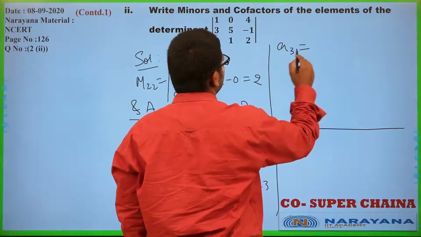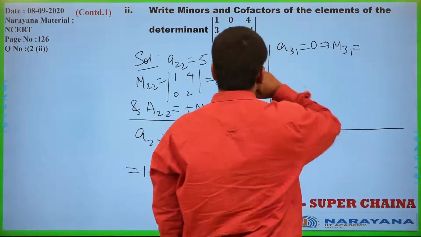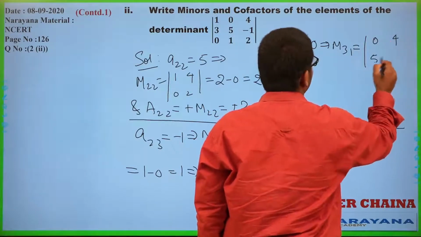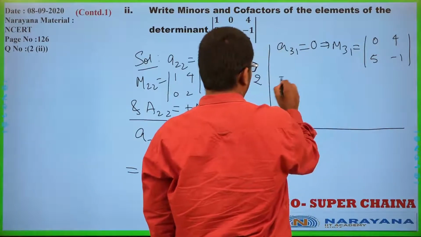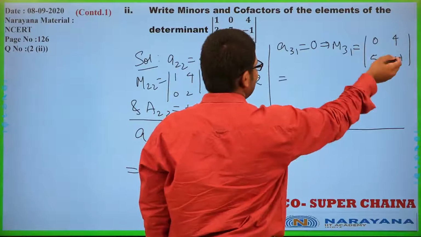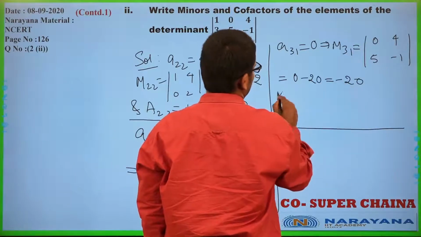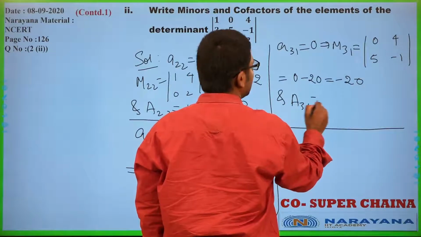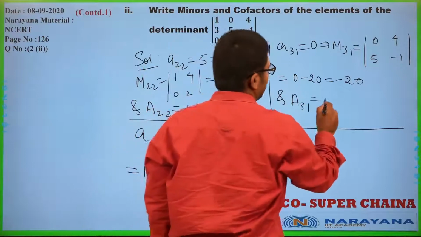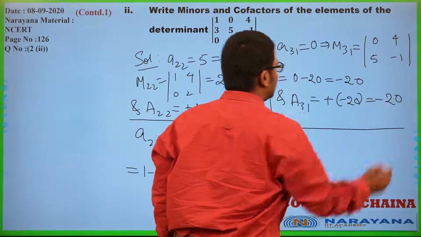A31 would be the element 0, which means M31 is mod of 0, 4, 5 and minus 1, which is 0 minus 20, right? So minus 20. And the cofactor capital A31 would be, see, this is a corner, therefore plus of minus 20, which is minus 20 itself.